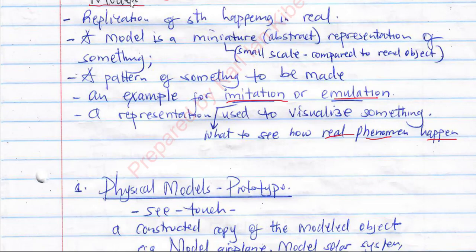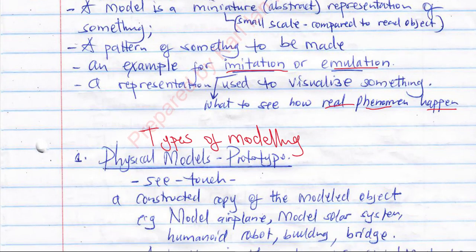When you talk of types of modeling, we are going to see the modeling types, and we'll see that we have the following types. The first one is physical modeling, that is a prototype, something that you can see or touch. That's why we say that it's just a constructed copy of the modeled object.